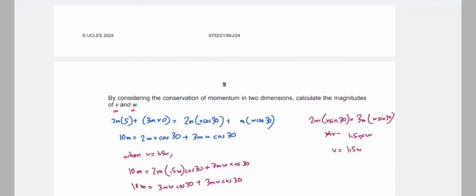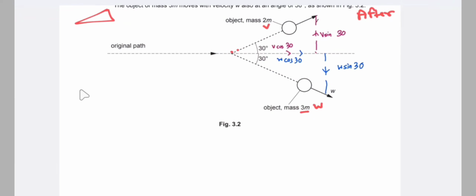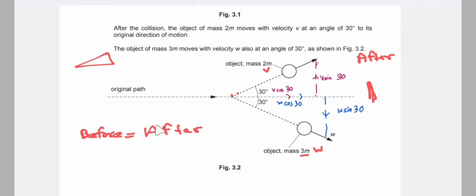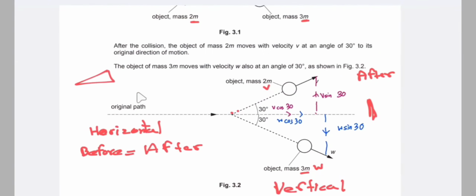So first of all, to find the value of v and w, since momentum is conserved, the momentum before collision is equal to momentum after collision. So before is equal to after. But here we can see that initially the object is moving horizontally, and after the collision the object is moving vertically. So before is equal to after for horizontal, and before is equal to after for vertical. So first of all, for horizontal direction, we equate before is equal to after.